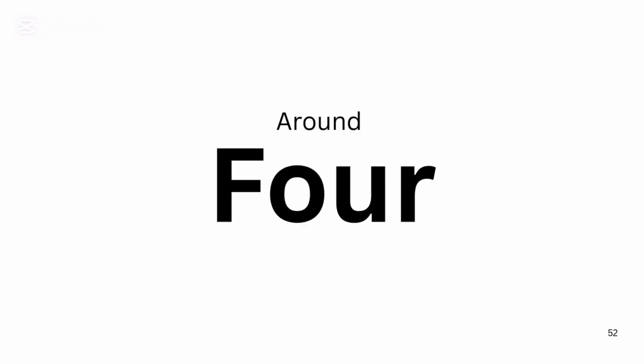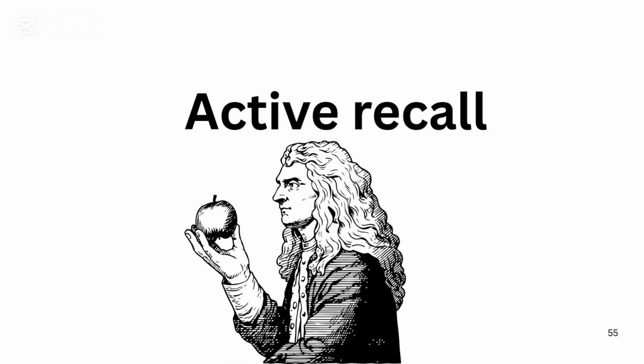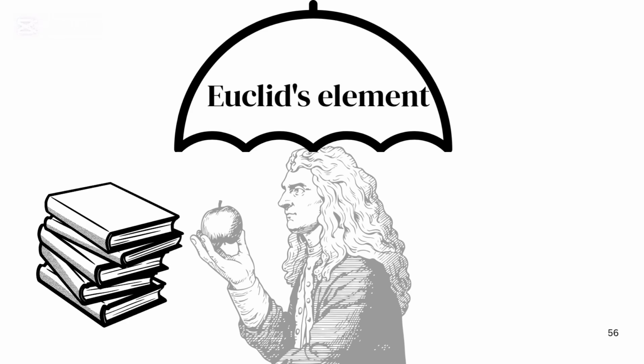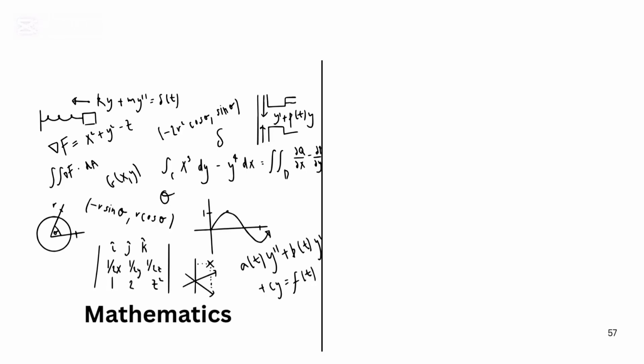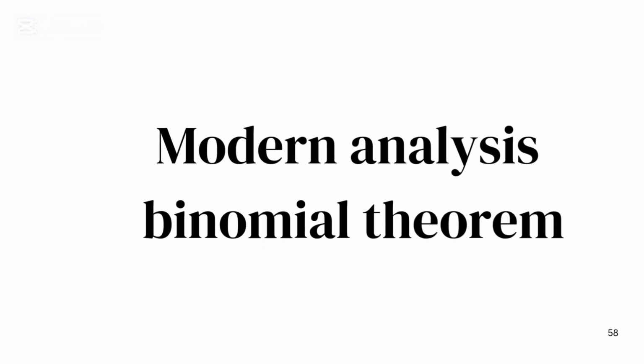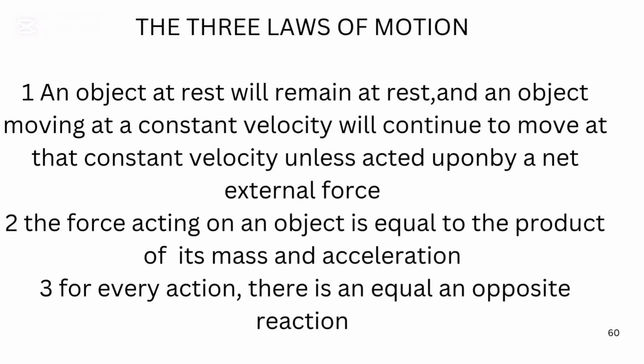It's through active recall. And active recall is a game changer. With the help of active recall, Isaac Newton mastered Euclid's Elements, which comprises 13 books and is the foundation of mathematics and geometry. He also grasped modern analysis, the binomial theorem, and developed calculus. And also he founded the 3 laws of motion that we all live by.